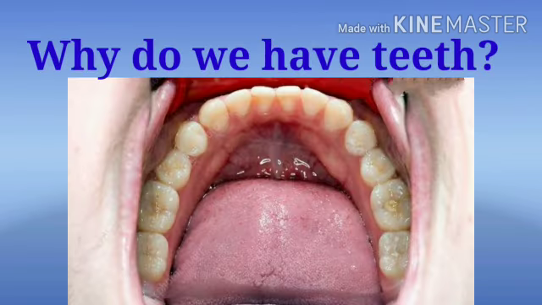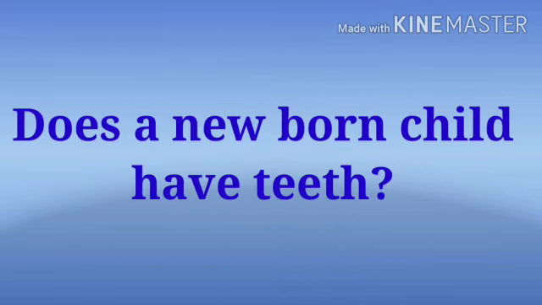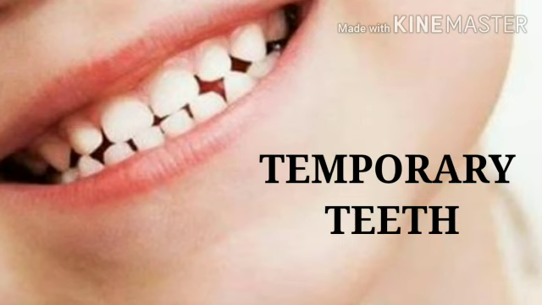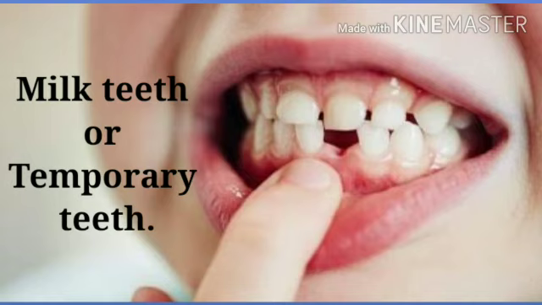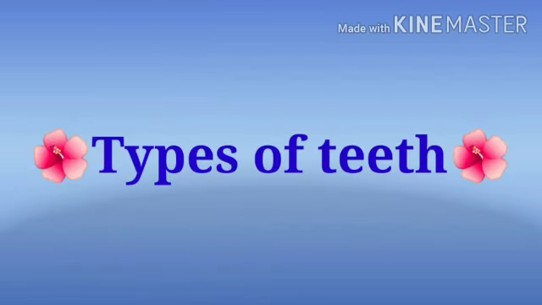Why do we have teeth? Teeth help in cutting, biting and chewing the food. Does a newborn child have teeth? No, a newborn child does not have teeth. But by the age of 2 to 3 years, the child has 20 teeth. These are called milk teeth. As the child becomes 6 to 7 years of age, his milk teeth fall and big permanent teeth appear in their place. Let us study about types of teeth.